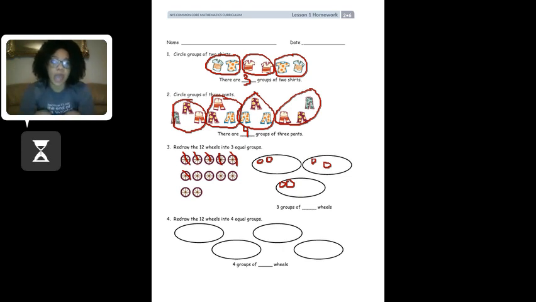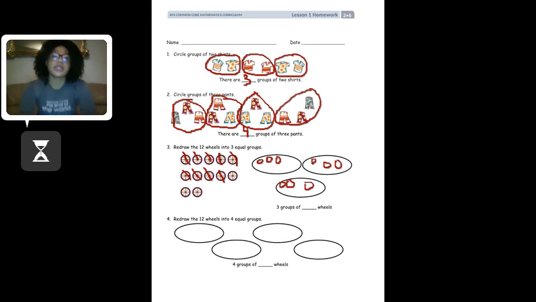So now what I'm going to do, I'm going to cross out this wheel and put it here. I'm going to cross out this wheel and put it on this car. I'm going to cross out this wheel and put it on this car. So now each car has 3 wheels, but I still have some wheels left over, so we're not done.